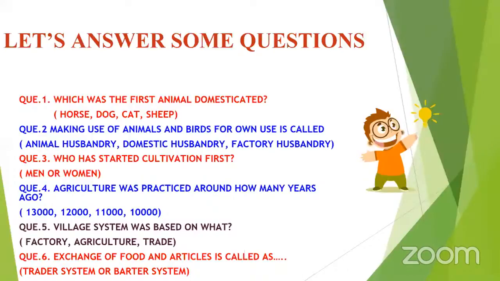Okay, now let's move on to the fifth question. Read out, please. The village system was based on what? Factory, agriculture, or trade? Agriculture. Okay, very good. And the last question is, exchange of food and articles is called what? Nowadays we are using money, but in those days they used to exchange food and articles. This system had some name. What was it? Barter system. Fantastic. Very good, children. It was called the barter system.